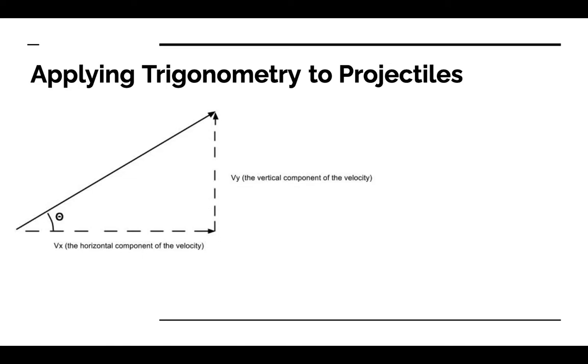So here we're going to apply trigonometry to projectiles. The idea behind a vertical projectile problem in terms of analysis is that we're going to be given some initial velocity, and we have to break it up into a vertical component and a horizontal component, so that when we apply kinematics, we have initial velocities in the x and y directions.